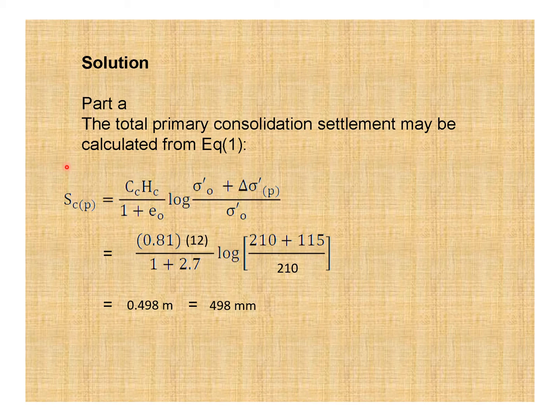Now look at the solution. Part A. The primary consolidation settlement can be calculated by using this formula. So by plugging in the values, you can see you are getting 0.498 meter. That is obviously 498 millimeter.